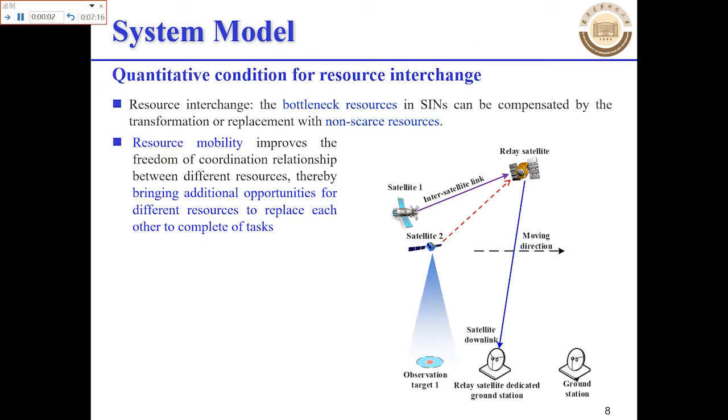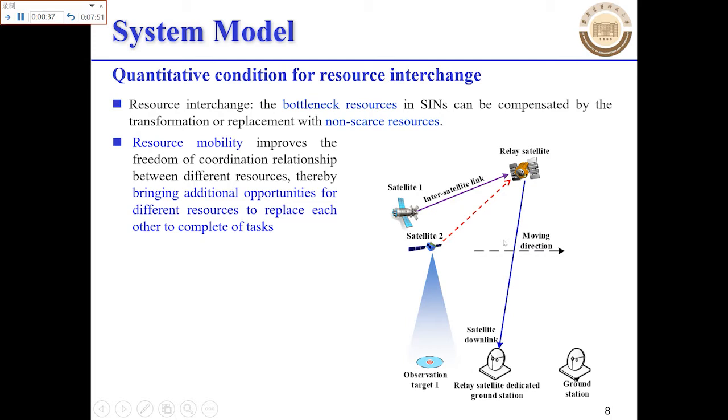In SINs, the bottleneck resources can be compensated by the transformation or replacement with non-scarce resources, which is referred to as the resource interchange. Resource mobility improves the freedom of coordination relationship between different resources, thereby bringing additional opportunities for different resources to replace each other to complete our tasks.